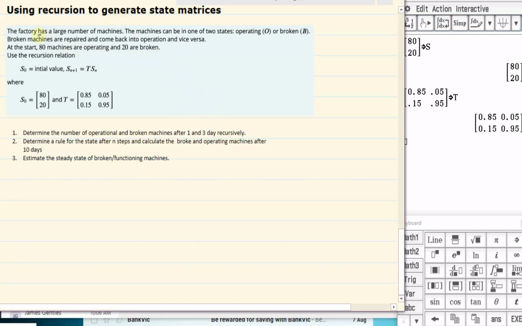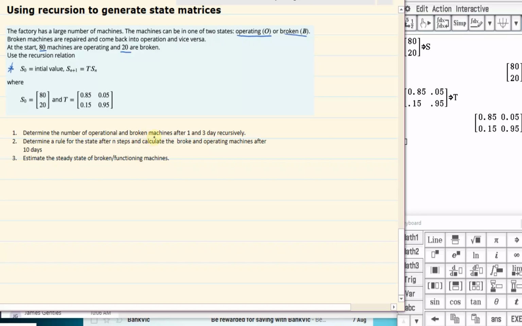So in this example, the factory has a large number of machines. The machines can be one of two states. They're either operational or broken. Broken machines are repaired and come back into operation, and so on. Operational machines become broken. At the start, 80 machines are operational and 20 are broken. And we're asked to use this recurrence relation to answer some questions.